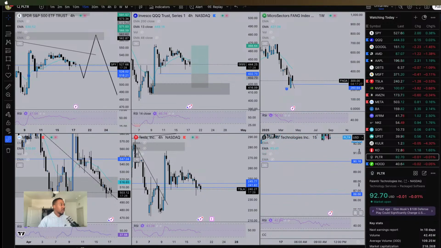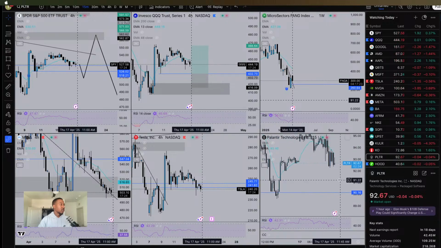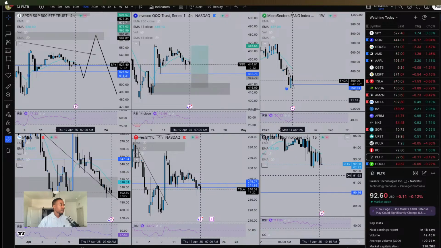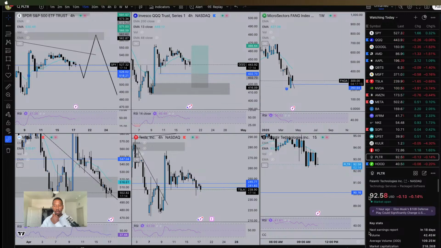It looks like it's about to break a low to me. Looks like it wants to come lower. Let's watch this next 2 minutes. But yeah, it looks like it wants more downside for me.